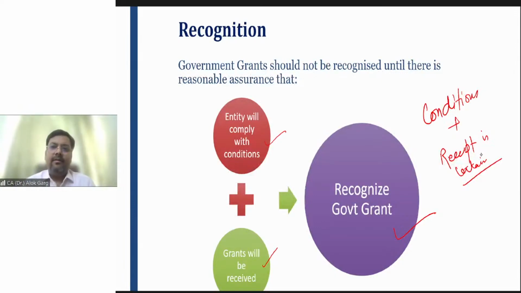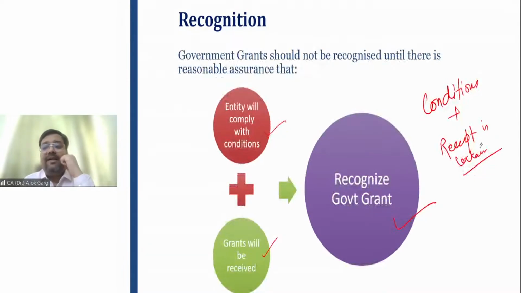Sir, for example, the government has declared that if you employ 1,000 people in the next 3 years, we will give you 1 crore rupees, right? As a government grant. But of course, we will check in the 3 years. The government has already issued a notification letter to the company.